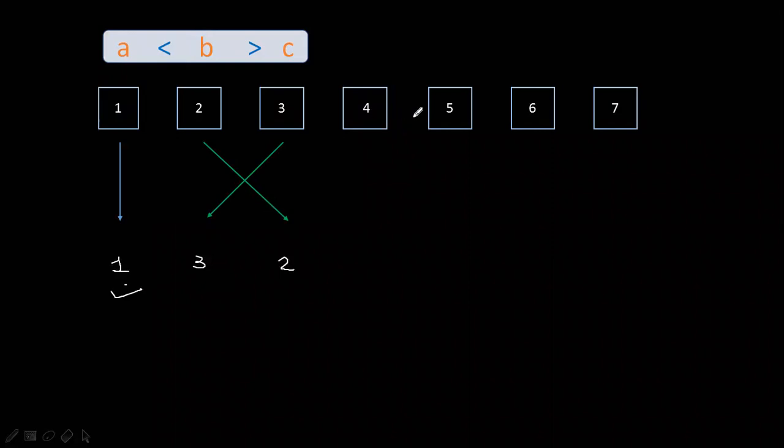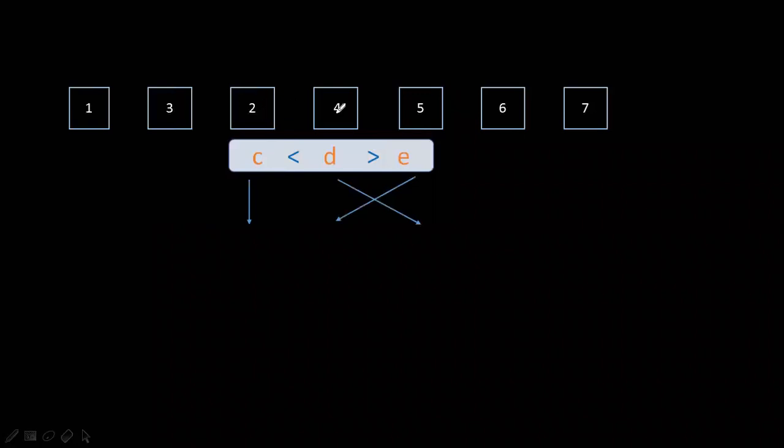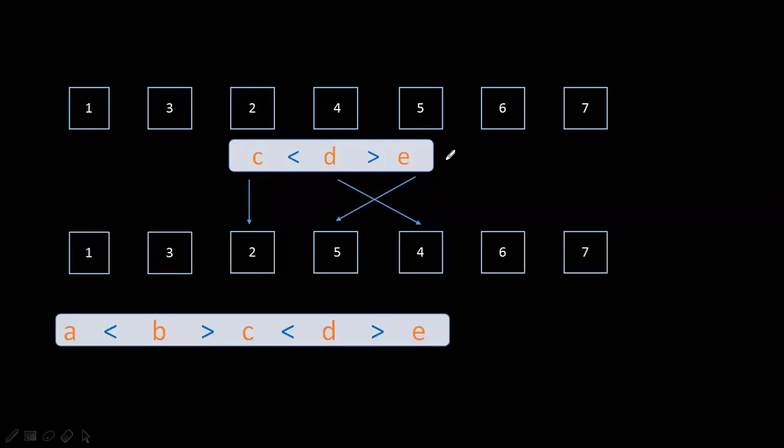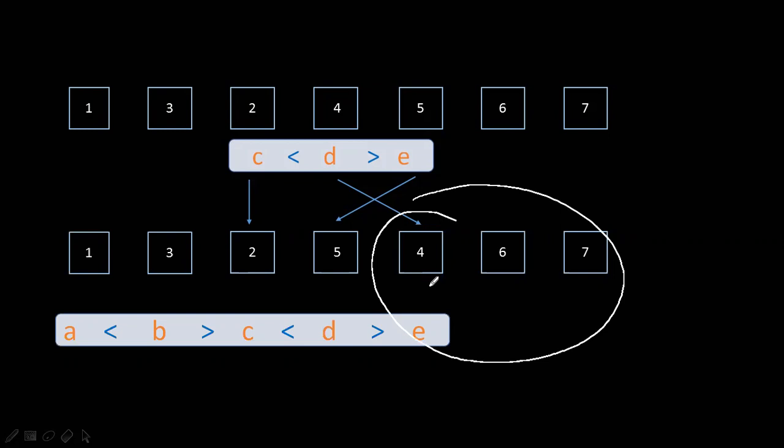Once it is done, it is 1, 3, and 2, and it is working. We'll go for the next 3 elements. When we go for the next trial, it should happen for this 3, which was ABC, and now CDE. Again, C is less than D, the way A was less than B, and D and E should be swapped. So the answer can be 1, 3, 2, 5, 4. It seems to be working. Then we'll go for the next trio, 4, 6, 7. Again, 4 will remain as it is, and 7, 6 should be swapped. Make sense?